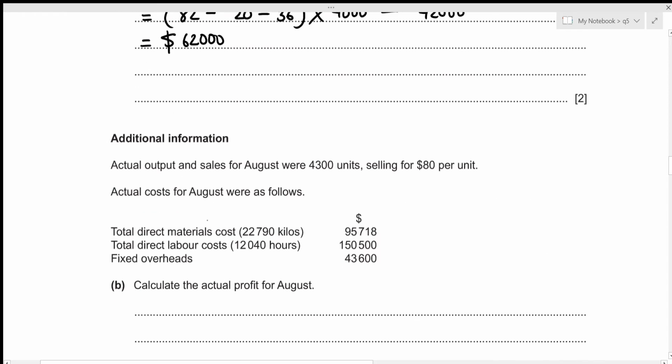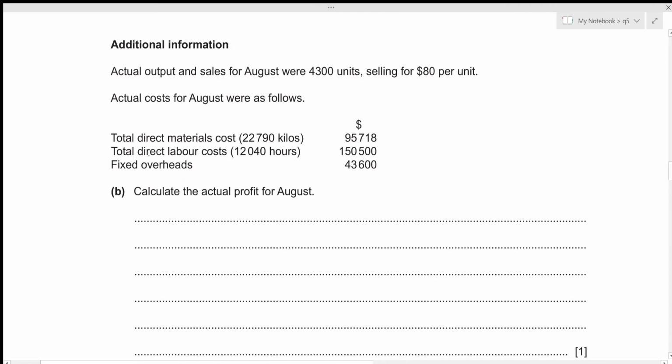Now we can move towards the second one. We are given additional information. Actual output and sales for August were 4,300 units. So our budgeted units were 4,000, but in reality, there were 4,300 units produced for the month of August. And the selling price per unit was 80, whereas our budgeted selling price was 82. Then we are given the actual cost for August as well. We are given the total direct materials cost, total direct labor cost, as well as the total fixed overhead. So now we need to figure out the actual profit.